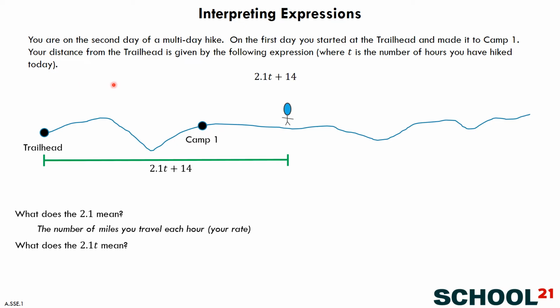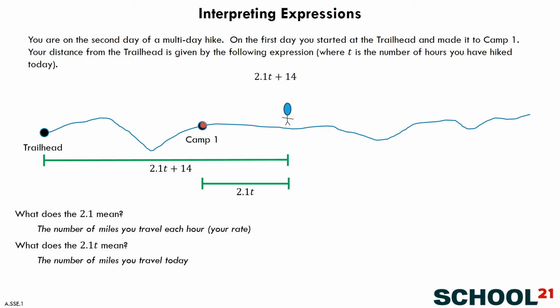Yeah. Okay. So 2.1 times t, would that be the number of hours that I've hiked? I mean, the distance I've hiked overall, or just the distance I've hiked today? Just today. Yep, that's right. So that's the number of miles you traveled today, or you are traveling today based on how far you've gone. And at this point, it would be good to go ahead and put that on our diagram.